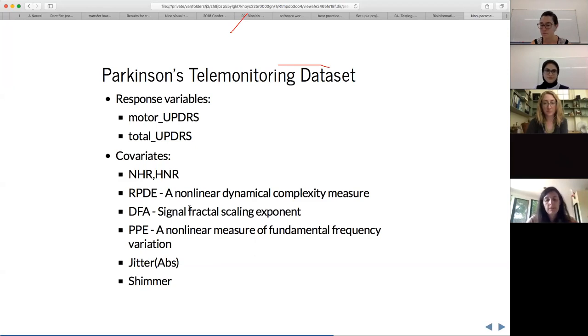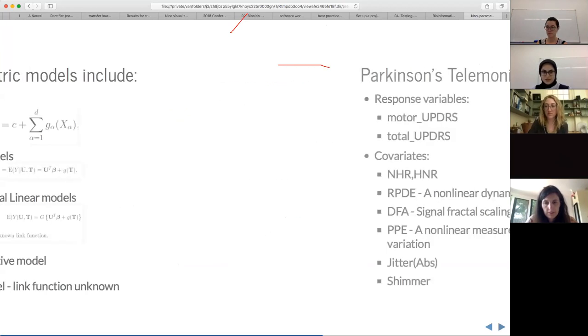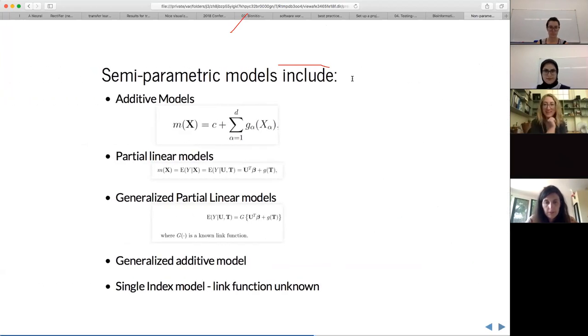I think that yes, one question. Sorry, it wasn't clear the difference between the generalized additive model and generalized partial linear. So, thank you for the question. Both generalized models involve a link function. The only difference is that in the generalized partial linear models, you have a linear term and a non-linear term, whereas in the additive models, you again have this link function, but you only have a sum of non-linear functions.